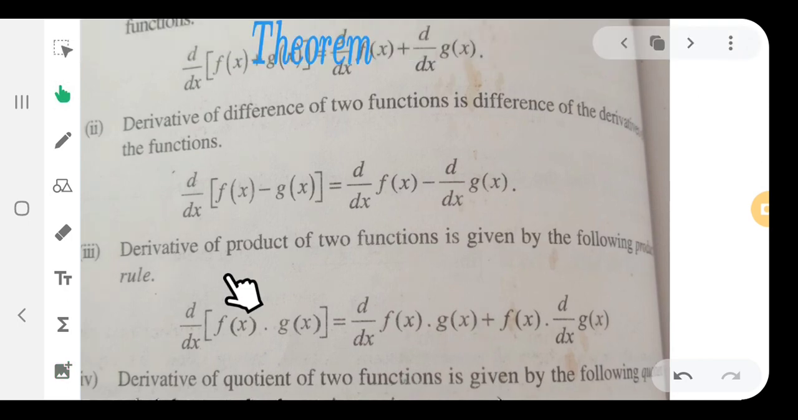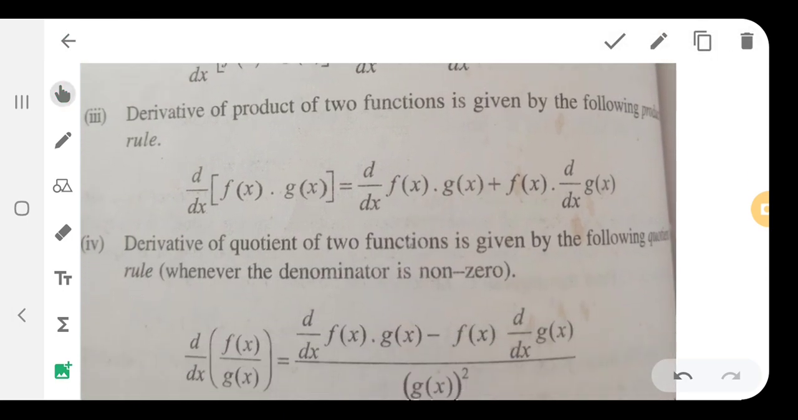The most important result: derivative of product of two functions, d by dx of f of x into g of x. This f of x is considered the first function, g of x is considered as the second function. The derivative of the product of two functions is equal to first function into derivative of second plus second function into derivative of first.